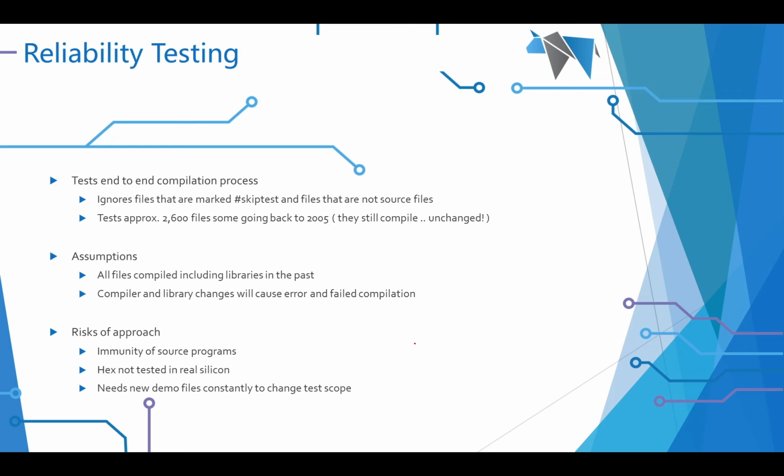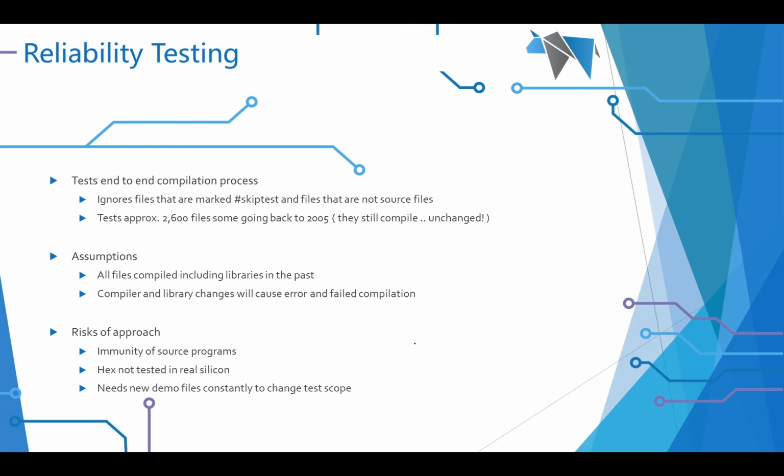This is what I call immunity of source programs. Testing the same things over and over again with the same program does test a set of routes through the compiler and the toolchain, but that is all that is tested. It becomes immune. The compiler becomes immune to these tests because it always passes. So what you need is to test on real silicon.